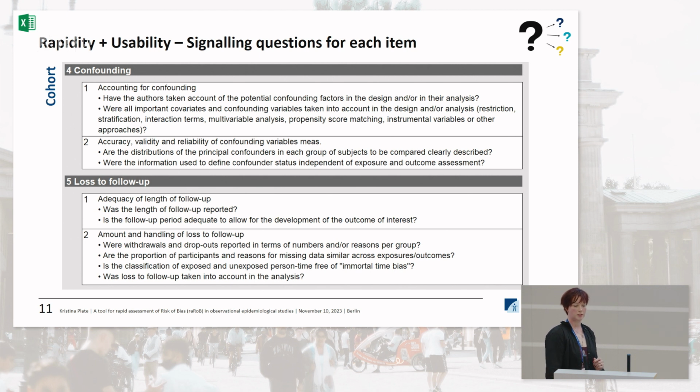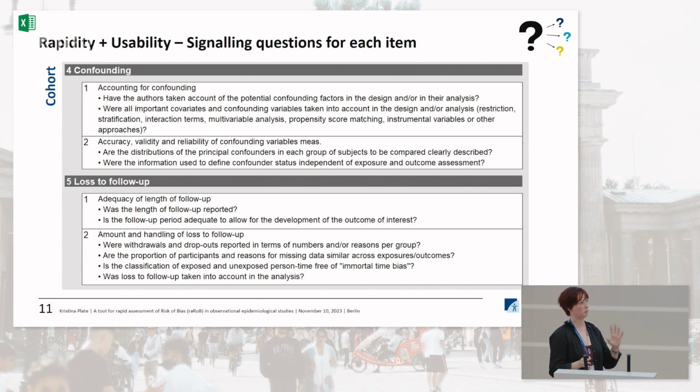So we come to the signaling questions for each item. There we made the signaling questions to give the user support to understand what the item is really about, so that the user can directly use these questions to apply to their study, and then know, okay, I have to assess this item by the answers to these questions.